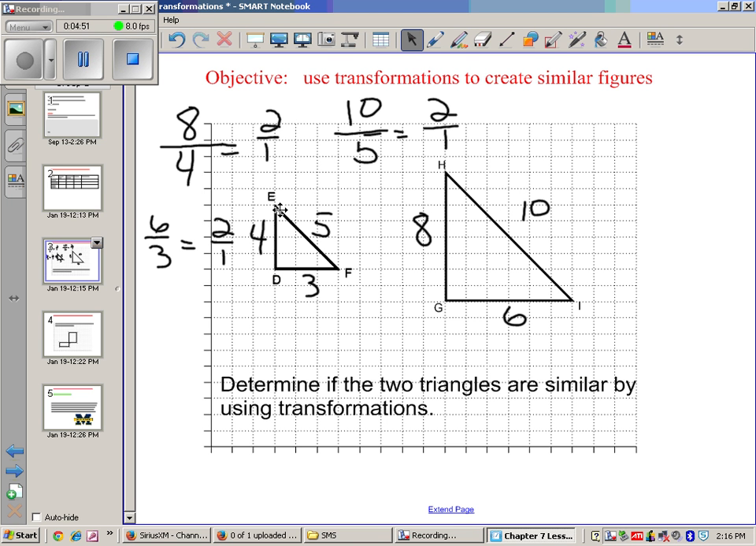Any questions, please write them down or review. The third side is a little tricky, but if you have two sides that are similar, the third is always going to match up because it's a triangle. If two angles are the same, or two sides are the same, the third one is going to be as well. Okay, let's take a peek at our next example.